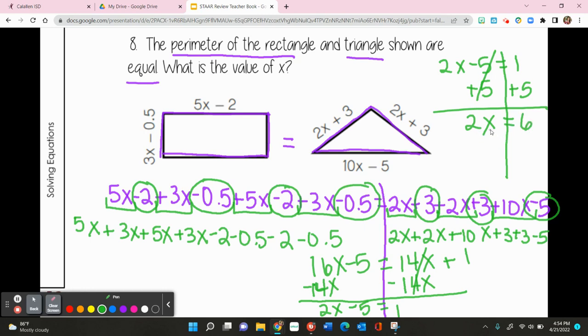Now, my last thing here is to see what is being multiplied or divided by x, and that number's 2. So since it's being multiplied by 2, I want to do the opposite and divide by 2. And when I divide by 2, this cancels out, and I'm left with x equals 3. So, again, our answer here is x equals 3. If you want, you could have set up your equation and put it into InSolve, and again, you would have also gotten x equals 3. So that was number 8.